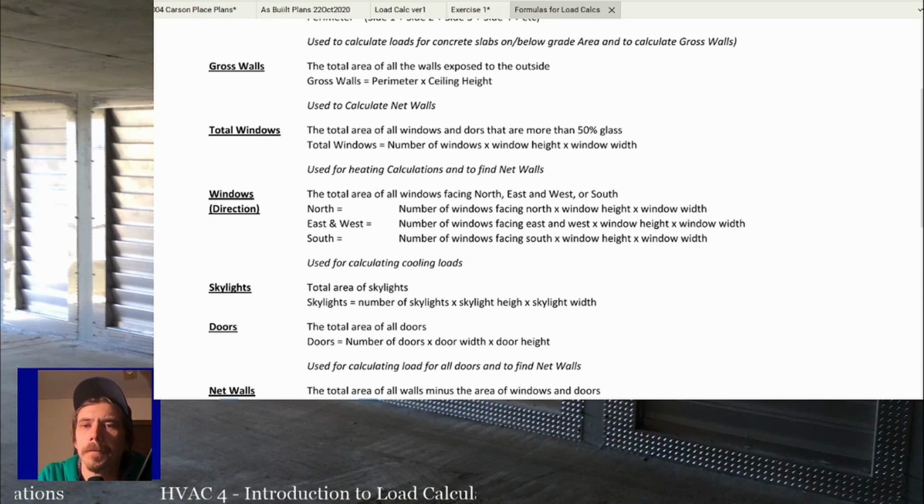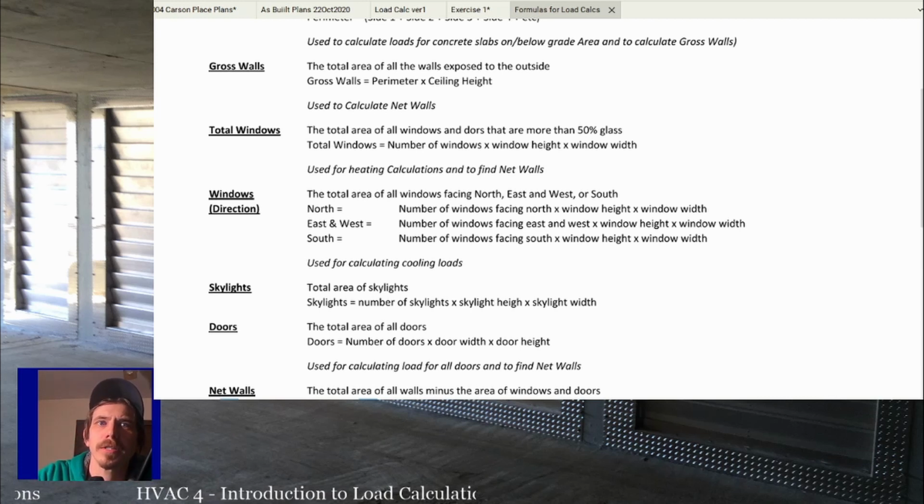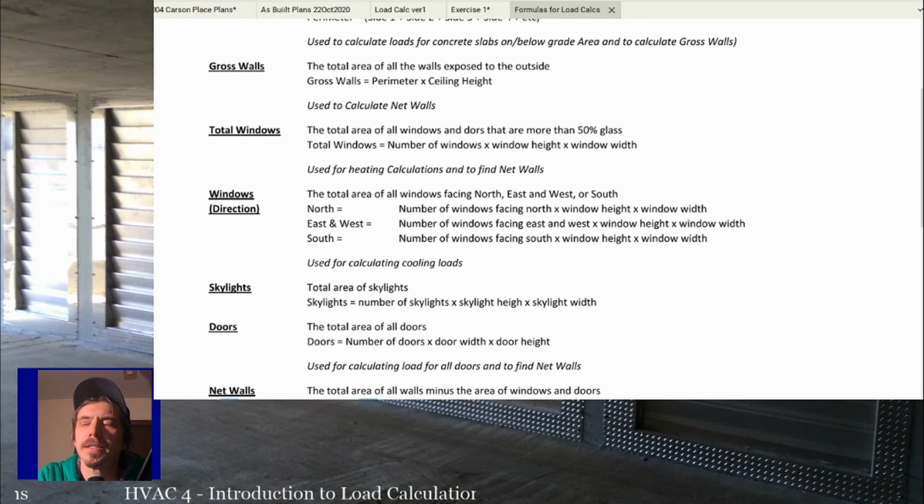For cooling, we have to know all the windows that face north, the windows that face east and west, and the windows that face south. And the reason for that should be kind of obvious, because depending on where the sun's pointing, those windows get more heat. So a north window is the same as a completely shaded window. North windows get basically no sun. East and west windows get sun at certain points in the day, and south windows get sun almost all day long.